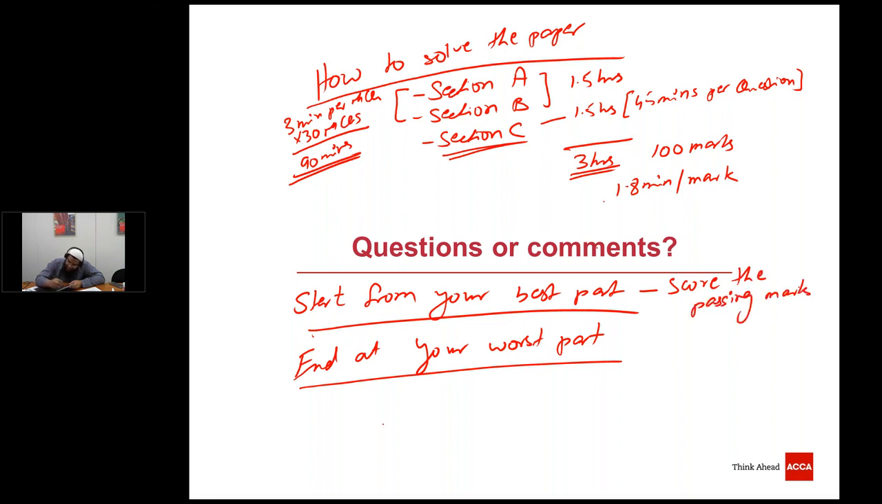So for example, you say my Part B and Part C are the best. So you have approximately 70% of the marks over there. So try to score 50% from there. Because if you are solving your best part, you should be able to score at least 50 out of 70 from there.